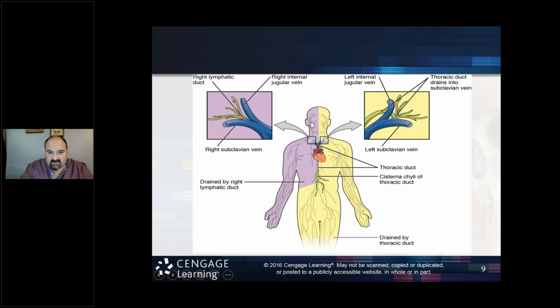And let's see if there's another image. Here we go. Good, yeah. So you're seeing here that we're taking this lymph, it's connected to the cardiovascular system, and then it drains directly into the right side of the heart, into the right atrium.